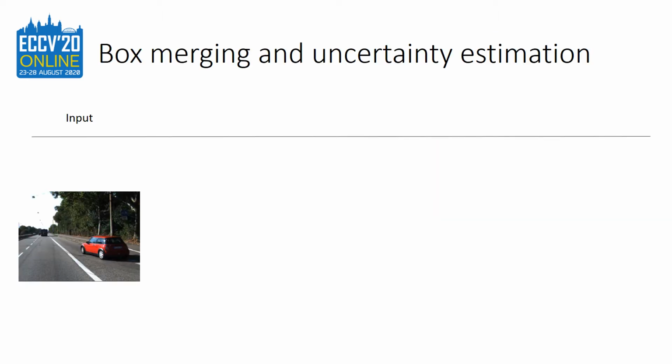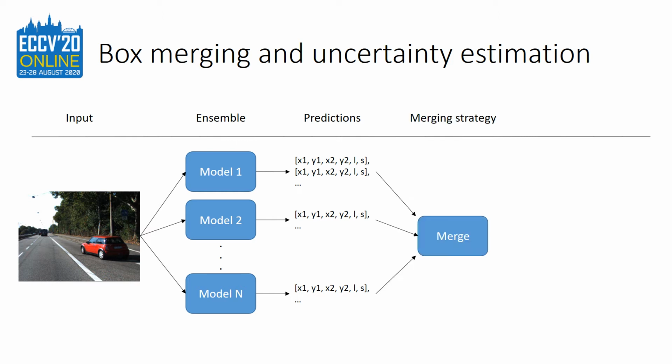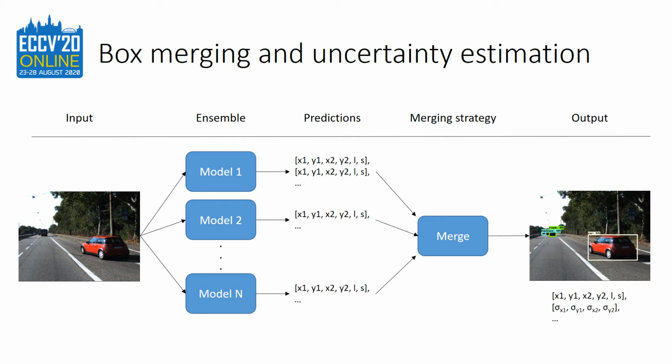The problem consists in an ensemble of object detectors trained independently. Each model outputs a list of detected bounding boxes, respective labels, and confidence scores. The merging strategy is the method responsible for combining the different predictions in order to get the final detections. When combining different bounding boxes, it is possible to get also uncertainty estimates for each coordinate variance, represented in the output vector. This same framework can be applied to different sampling-based methods, such as Monte Carlo dropout.